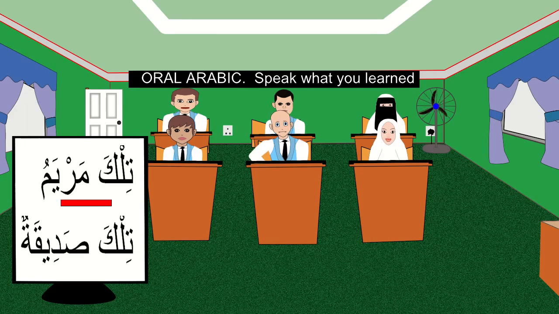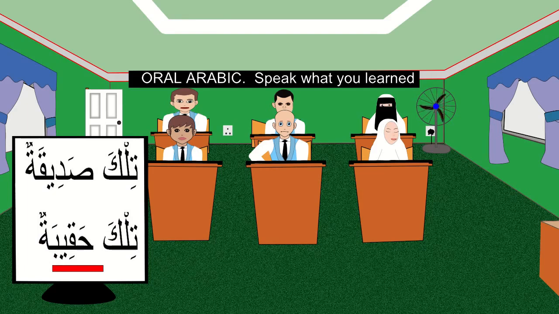Now here you say tilka Maryam, that is Maryam. Reason being that she is a female. When you are referring to feminine, you use tilka. Here you say tilka sadiqatun, that is a female friend. This is tilka haqibatun.